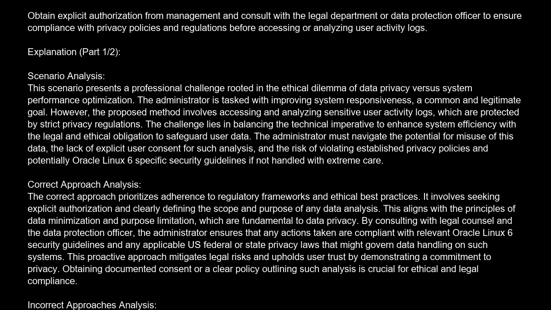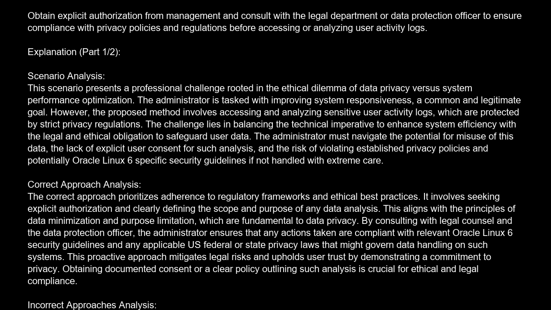user data. The administrator must navigate the potential for misuse of this data, the lack of explicit user consent for such analysis, and the risk of violating established privacy policies and potentially Oracle Linux 6 specific security guidelines if not handled with extreme care. Correct approach analysis.